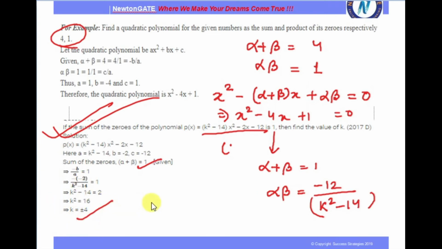Now it is important to see whether or not the k value satisfies this equation. Most of the time it satisfies. It's still better to check by putting the value here whether or not we are getting the value 0.